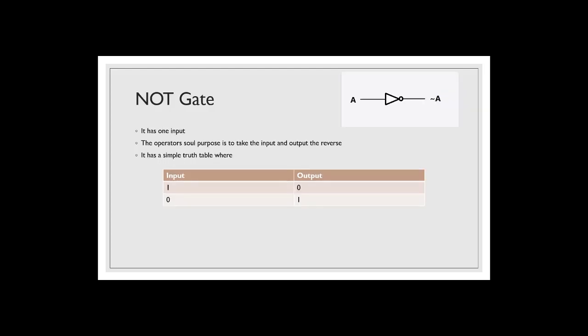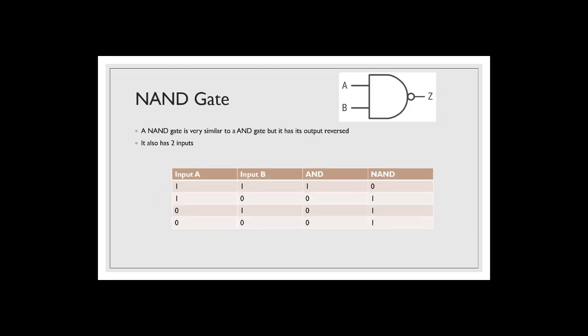So a NOT gate is very simple. It just reverses the input. So if the input is a 1, it's a 0. If the input is 0, it's a 1. And all the symbols are shown top right.